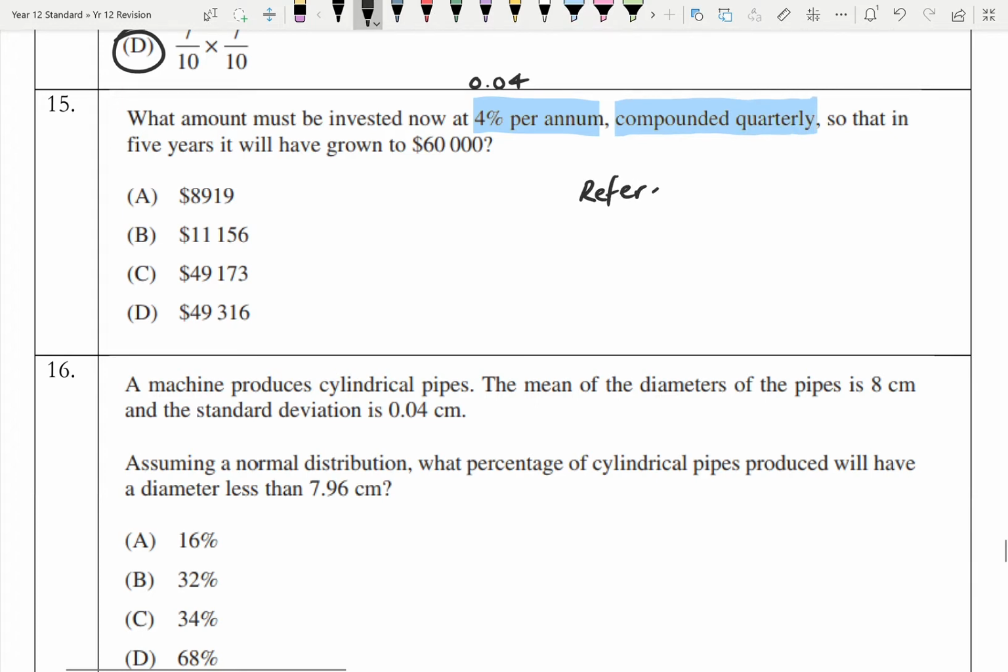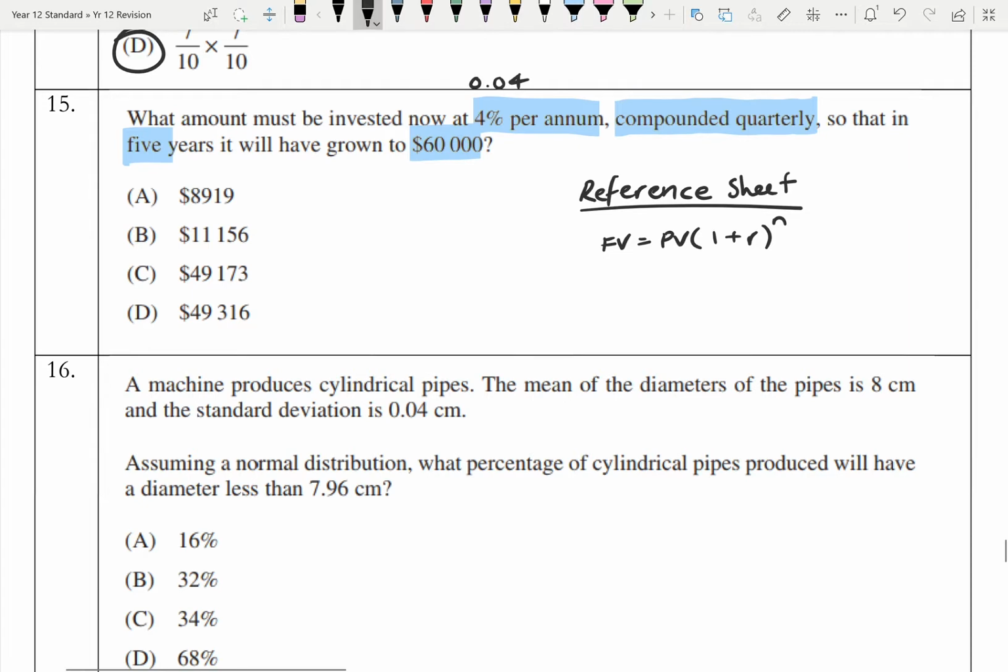We have one finance formula on our reference sheet, and it is the future value equals present value times 1 plus the rate to the power of n. That's the one we've got. So if we're talking about compounding at any point, that's the icky one where we use a formula. So we go to our reference sheet, we grab this. Okay, so we'll go back to the question. Compounded quarterly, so that in 5 years it will have grown to $60,000.